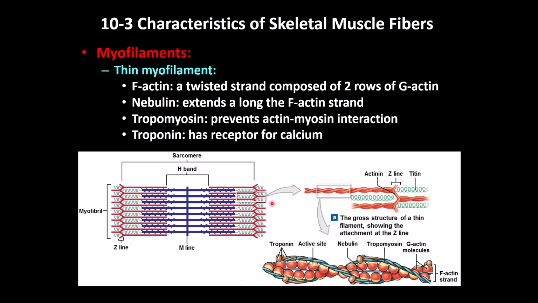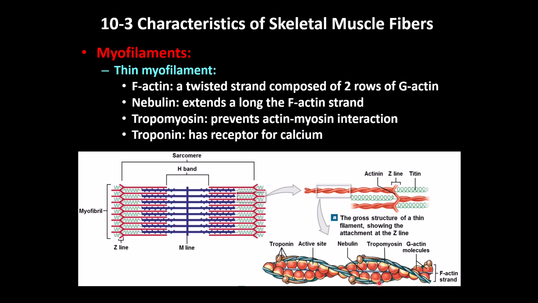Now if you look closer, let's go to the thin filament. The thin filament has 4 different proteins. One is F-actin. F-actin is a twisted strand made of G-actin molecules. So there are a lot of G-actin molecules that are twisted, and in the middle they are connected by a protein, nebulin, that is connecting the G-actin molecules. The G-actin molecules contain an active site, this yellow area that you see.